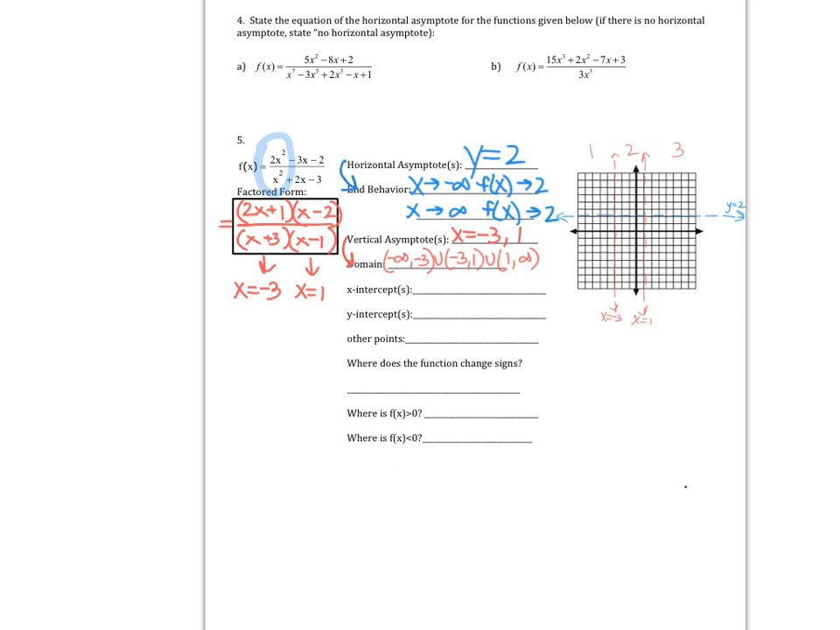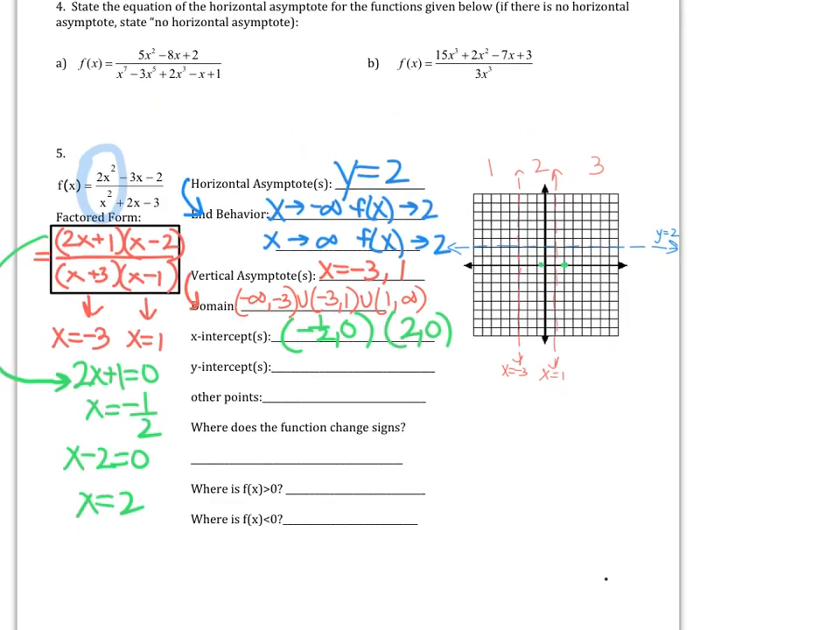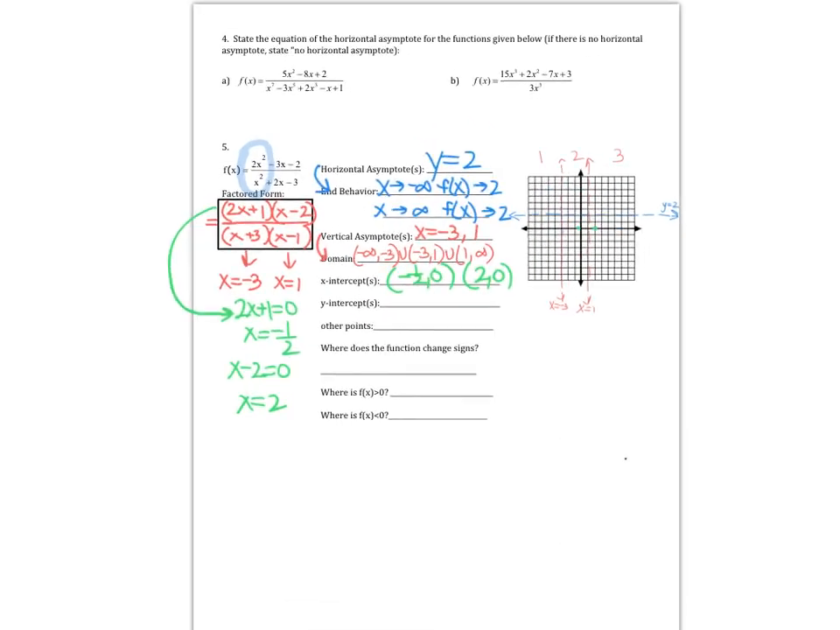So moving on, x-intercepts, those are the zeros of your numerator. If you set 2x plus 1 equal to 0, you get x equals negative 1/2. And if you set x minus 2 equal to 0, you get x equals 2. So we can also plot that right now. So negative 1/2, 0 and then 2, 0.